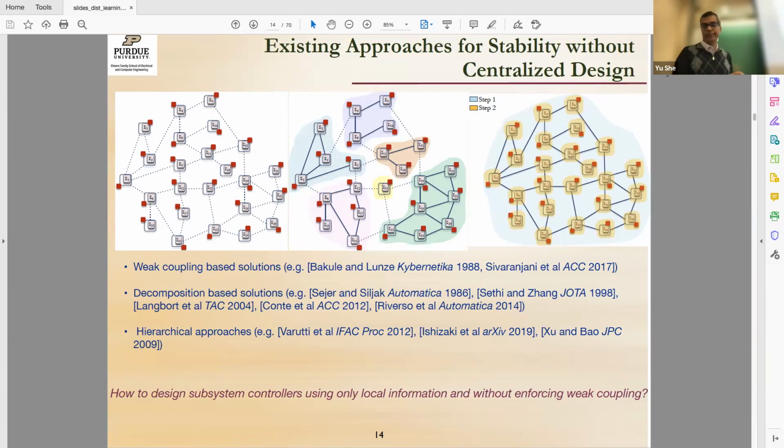And so on. So this question of how to design subsystem controllers using only local information. So sigma 23 should only know about 21, 13, and 24, should not know about sigma 1. How do we do that? It remains still open.